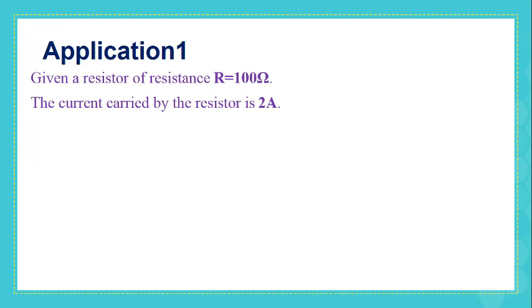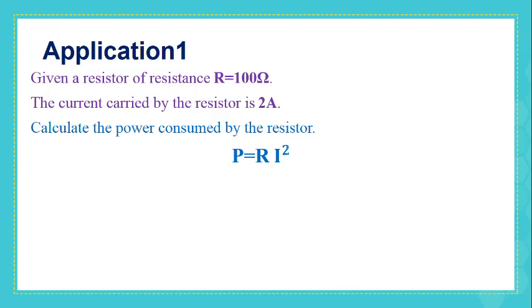Let's solve this application. Given a resistor of resistance R 100 ohms, the current carried by this resistor is 2 ampere. Calculate the power consumed by this resistor. Think about it, then check the answer. Using the rule, power equals RI squared, resistance is equal to 100 ohm, current is equal to 2 ampere, so 100 times 2 to the power of 2 is equal to 400 watt.